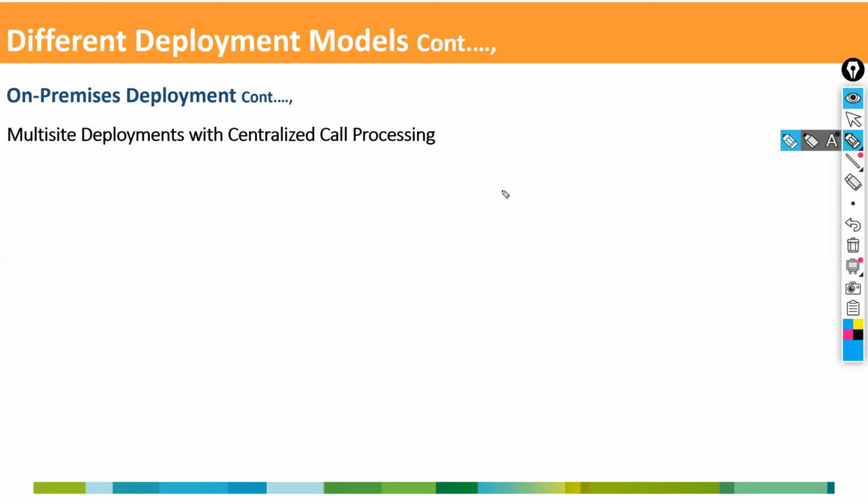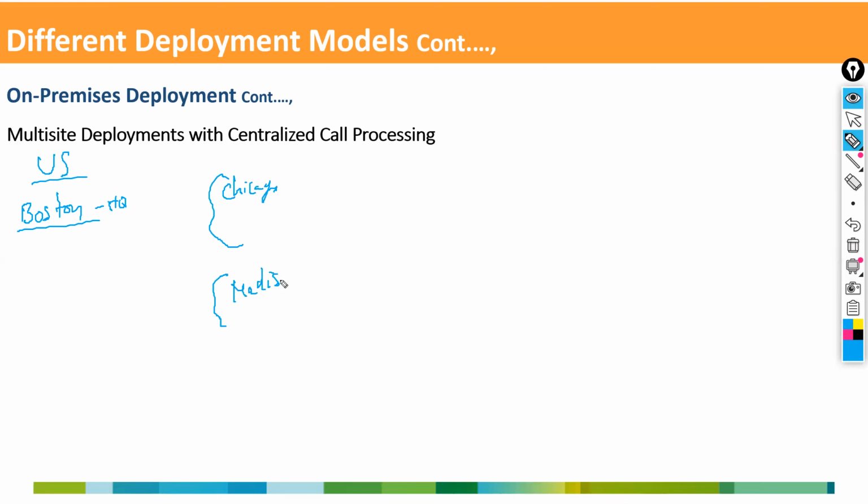I have the US region. In Boston, I have an office. Boston is my headquarters, for example. Then I have an office in Chicago, then an office in Madison, then an office in New York. See, Boston is the headquarters. In Chicago, Madison, and New York we also have IP phones. All these IP phones will be registering under Boston.